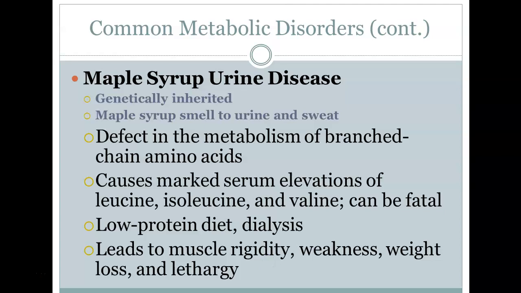Another common metabolic disorder is called maple syrup urine disease or maple syrup syndrome. This is genetically inherited and gets its name because it causes the urine and the sweat of the baby to smell sweet like maple syrup. It's a defect in the metabolism of branched chain amino acids. It causes marked serum elevations of leucine, isoleucine, and valine, and this can be fatal to the newborn or to the child when they start eating table food.